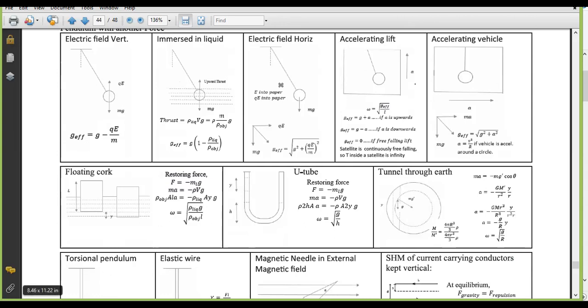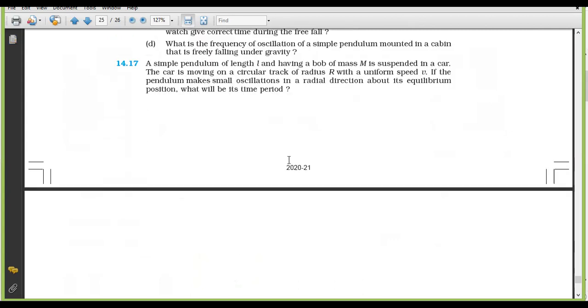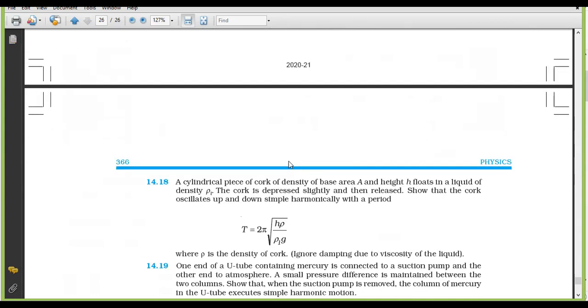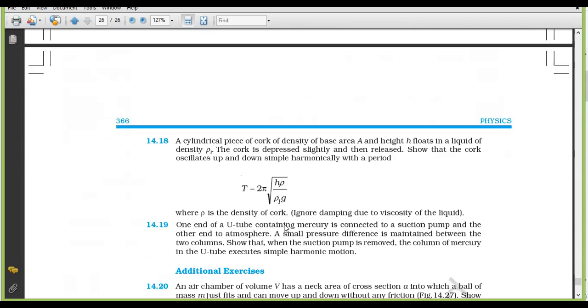Okay, let's see. Some of the things I already discussed in the theory, I believe. I think I did this, the cylindrical piece of cork of density. So when you float a cork and give a small tap on the top, the cork will start going up and down. So that is also a simple harmonic motion. So I think we derived this.